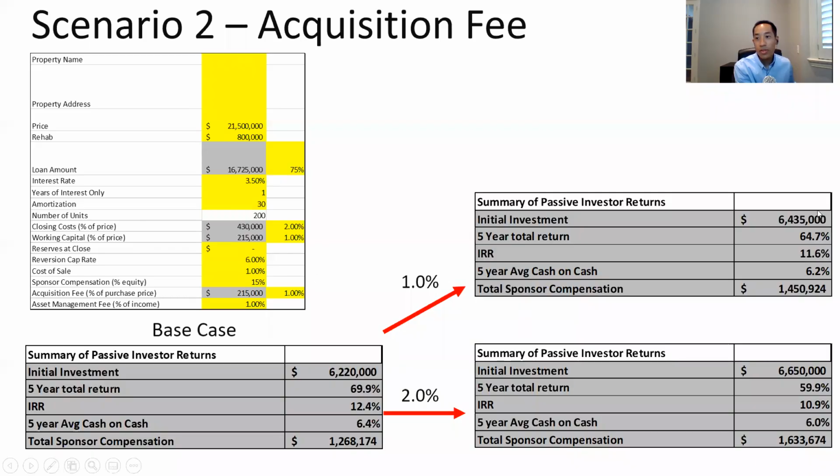So on a 1%, you're about 65%. On a 2% acquisition fee, it goes to about 60%. So every 1% on the purchase price is driving the LP return down about 5%. So just to give you an idea of what your acquisition fee is doing to LP returns, obviously you can see that your sponsor comp is going up correspondingly with that acquisition fee.